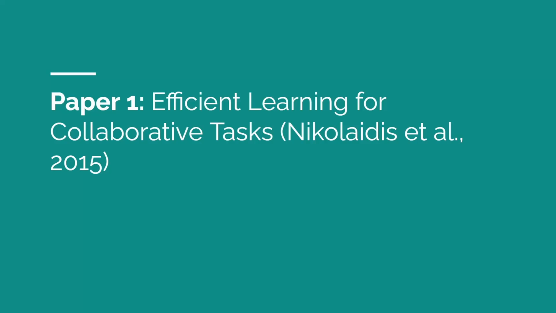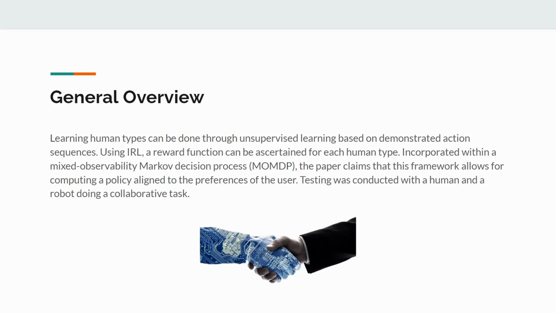So the general overview of the first paper, Efficient Learning for Collaborative Tasks, is that you can essentially learn human types through unsupervised learning, essentially a clustering of sequences based on demonstrations. And using IRL, you can ascertain a reward function for each of those human types and incorporate that into a mixed observability Markov decision process to essentially pick the most appropriate policy aligned with the preferences of a user. In this paper, they conducted testing with a human and a robot doing a collaborative task of finishing a box.